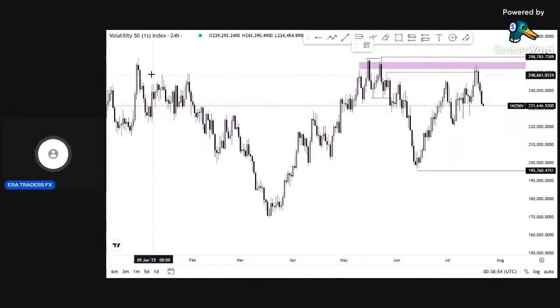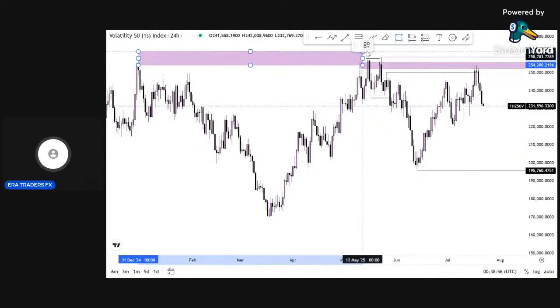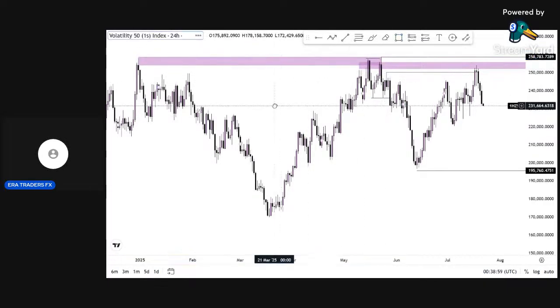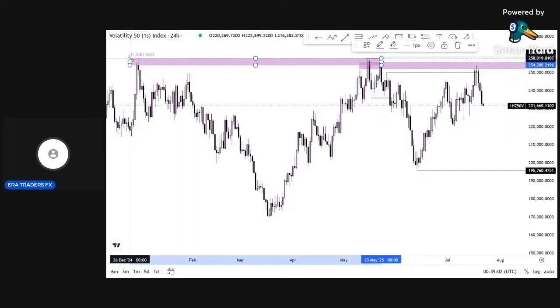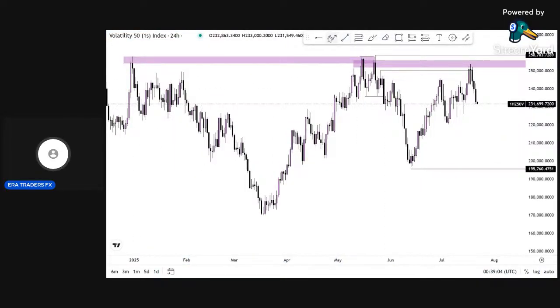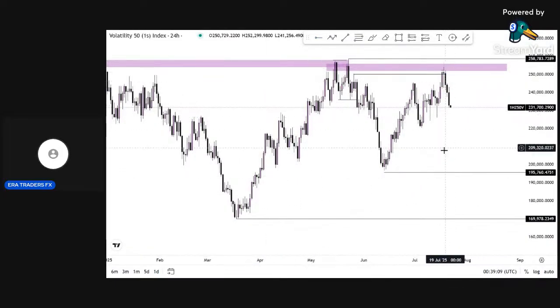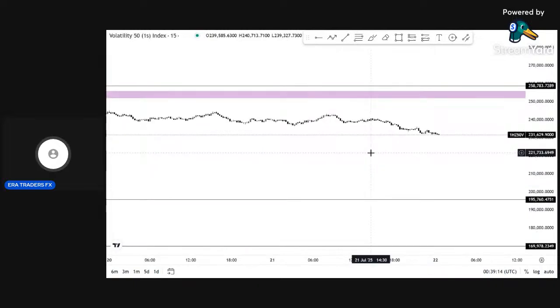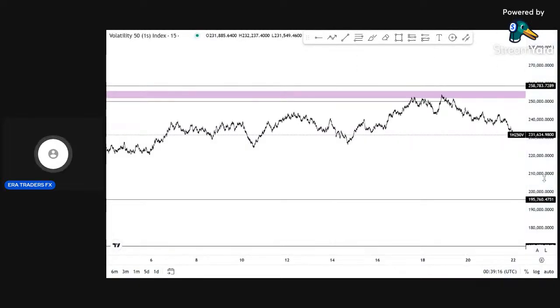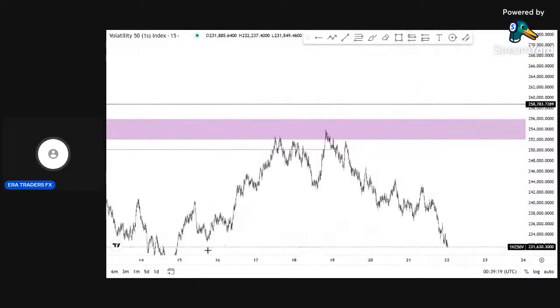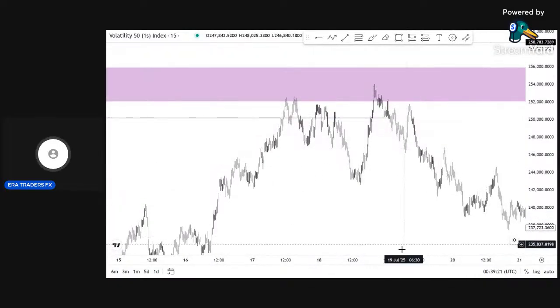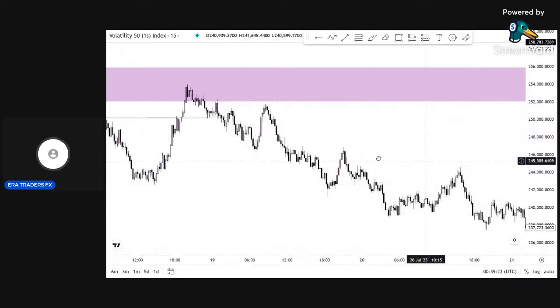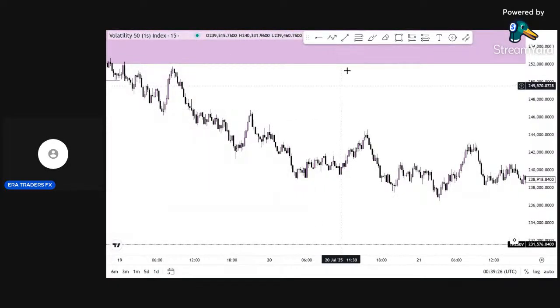So let's look at where price is coming from originally. Price is coming from somewhere here originally. The final target will be this. So we have a lot of movement. So 15 minutes time frame. Let me look at the price action to see what has been happening, if I'll see setups. Okay, a lot of setups.